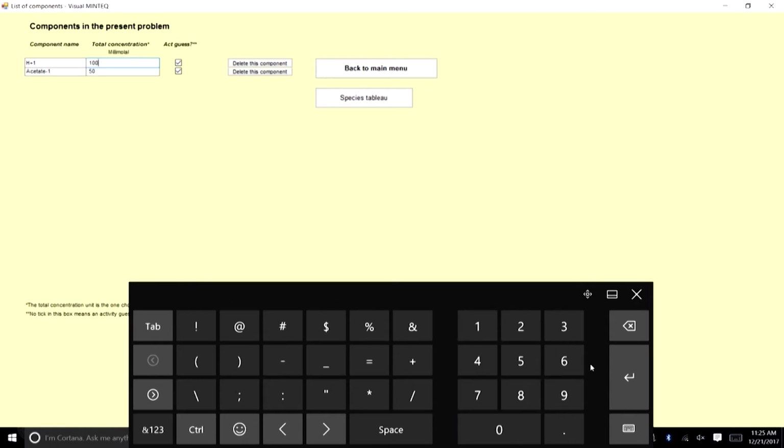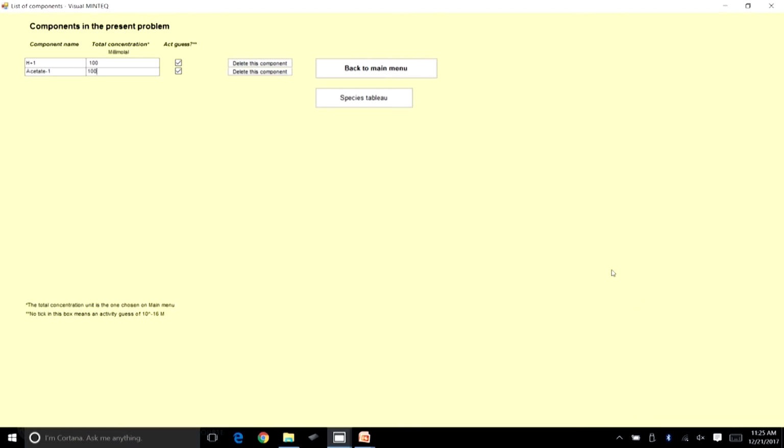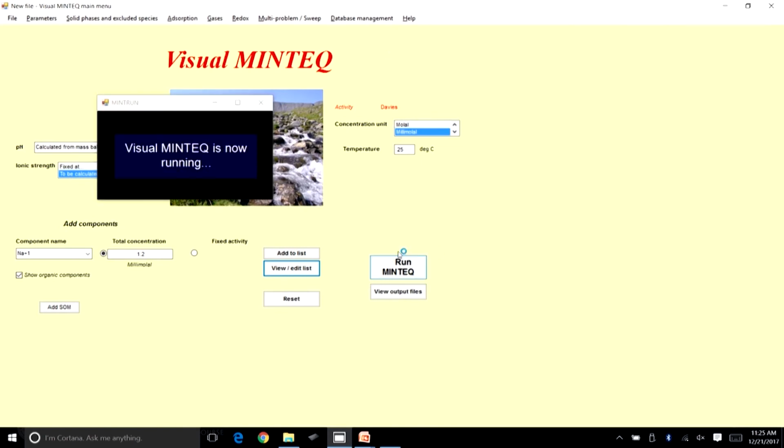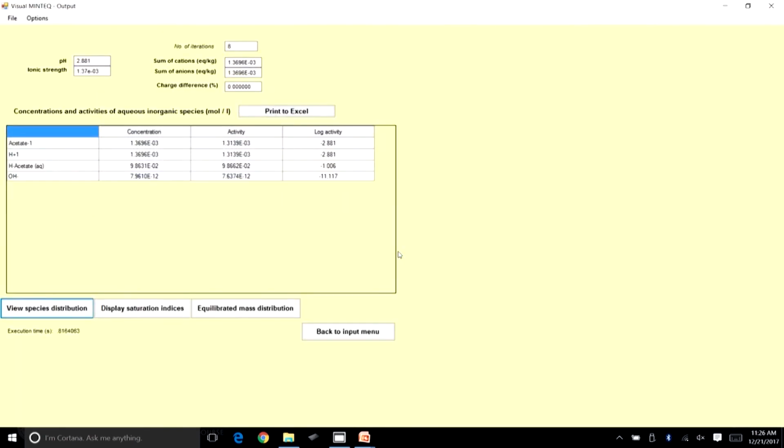So I'm going to increase it further. I probably do not need to increase it by this value, but because it's a logarithmic scale, I'm just trying to be on the safer side. And back to main menu, and I'm going to run it. So now I guess it's below, what do we say, pH 3.